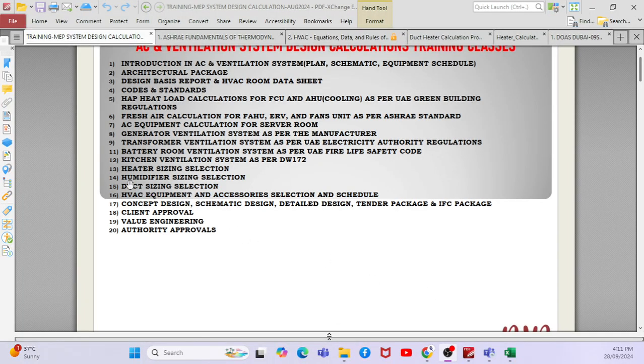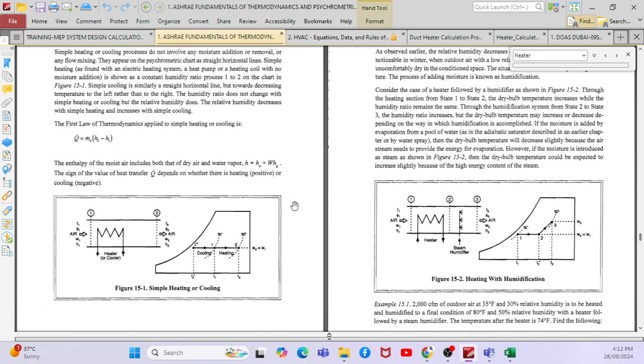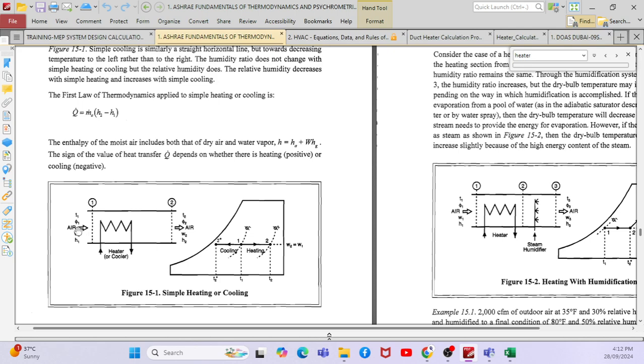Now we will discuss the duct heater, where the duct heater is required, why it is required, and how to do the sizing. If you see one of the basic fundamentals, ASHRAE fundamentals, there is an airflow path, maybe you can consider it like ducting, where you have a condition of air at point 1 and there is a different condition at point 2.